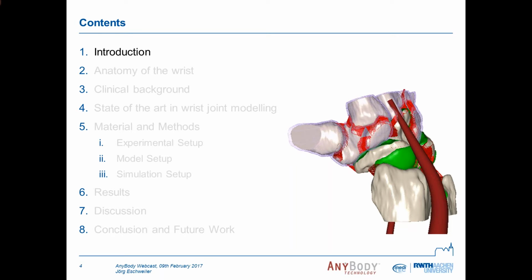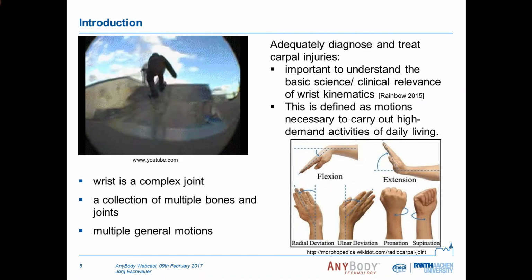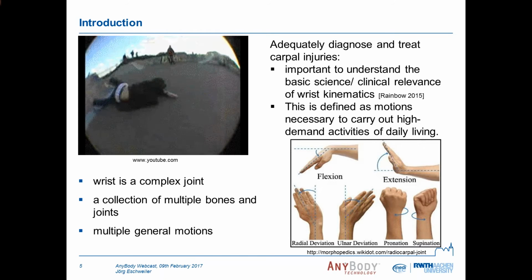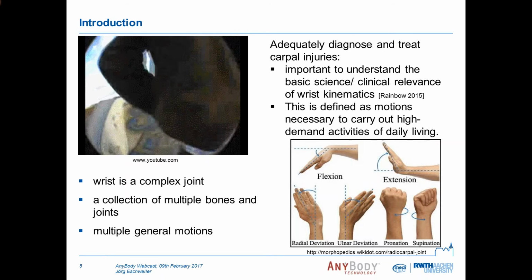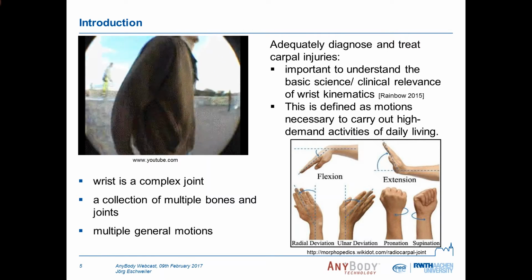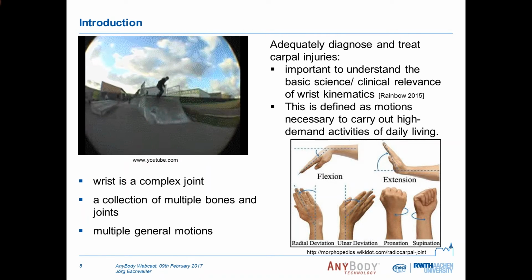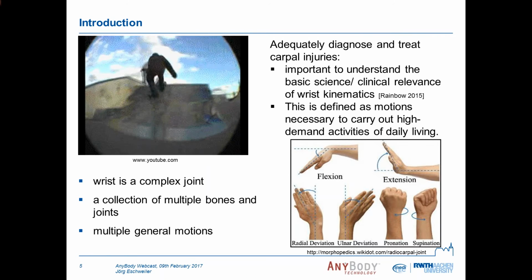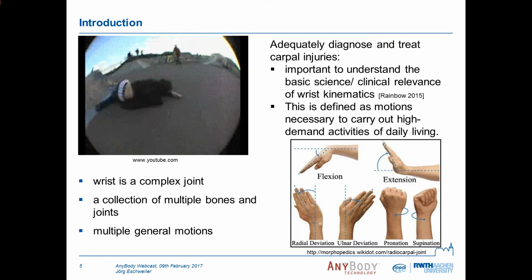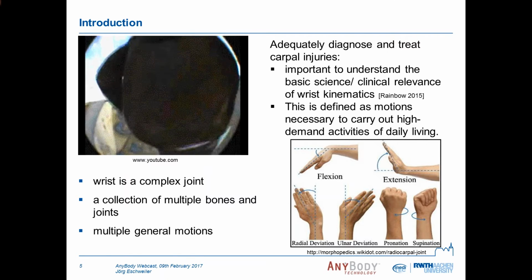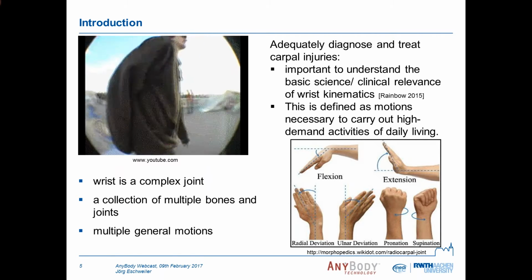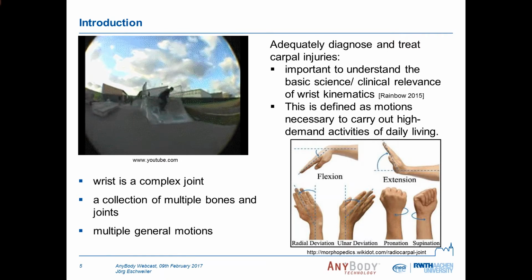I would like to start with an example of a possible injury. Here in the video, every one of us has seen such an accident or a similar example. This situation often ends with an injury of the wrist joint. The wrist is a complex joint, and it is a collection of multiple bones and joints. Multiple motions are possible, as shown here in the picture on the right side.